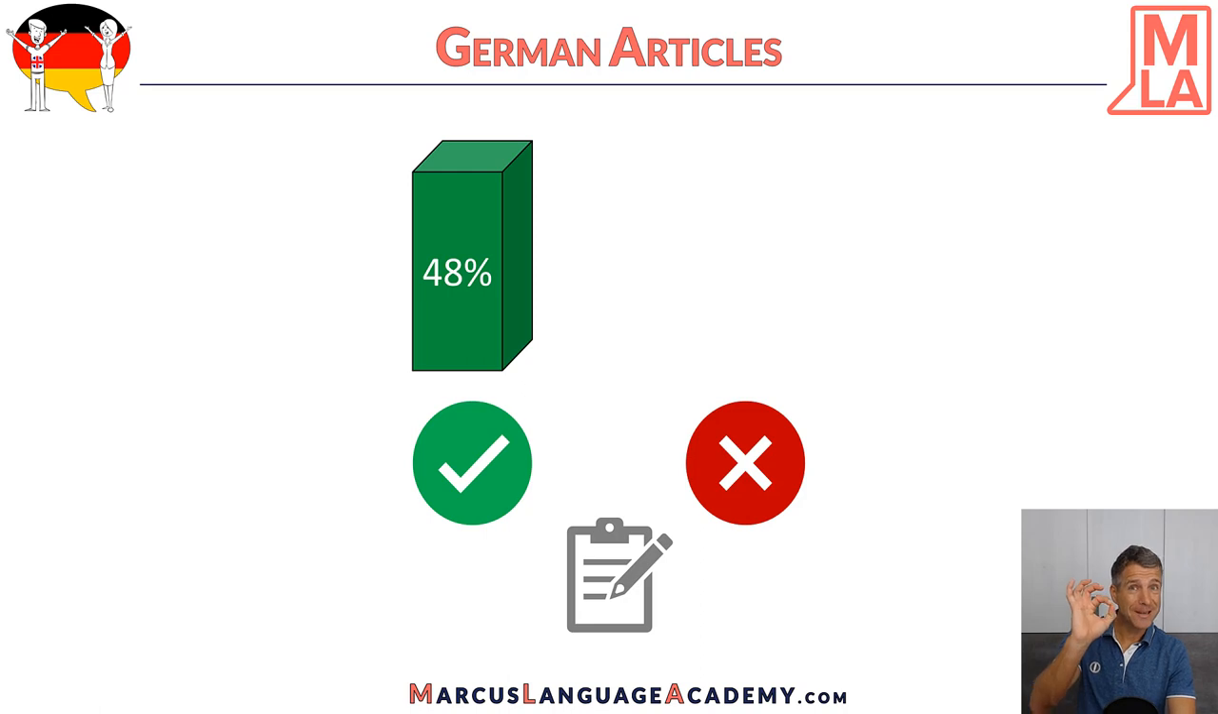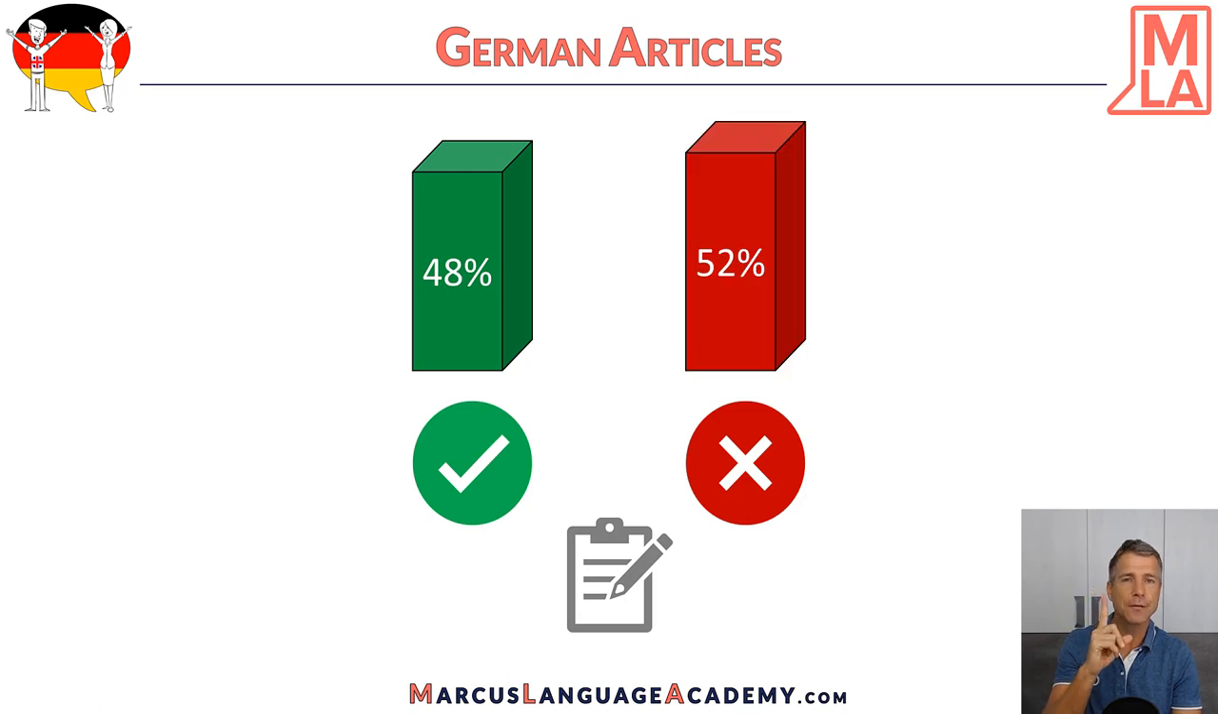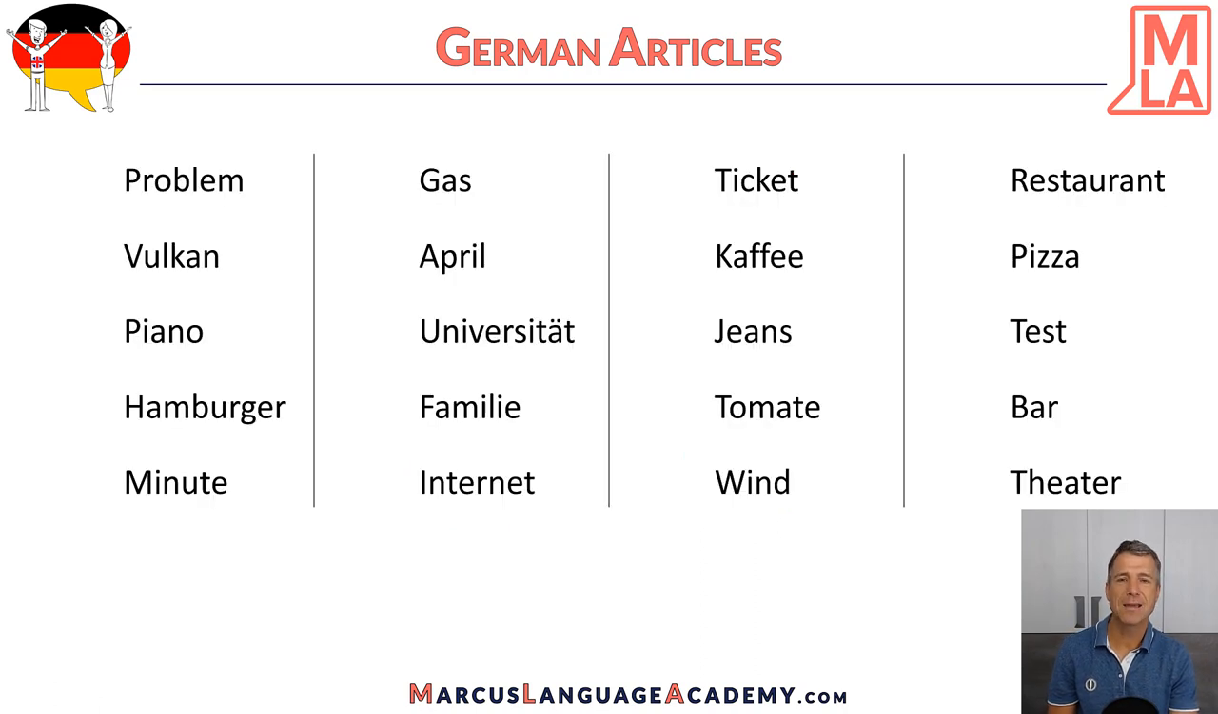Normally, just 48% of the articles are correct. So, normally, an average person has 48% correct and 52% not correct. I don't know what your result is, but I think it's more or less the same thing. So that's the tricky part of the German articles. But now let's see my trick.